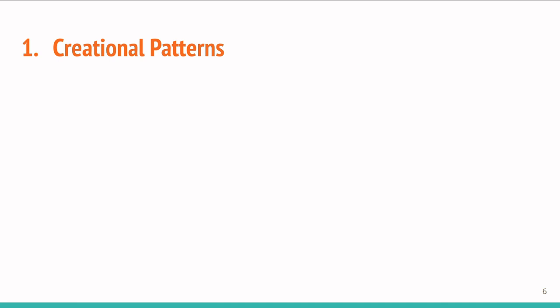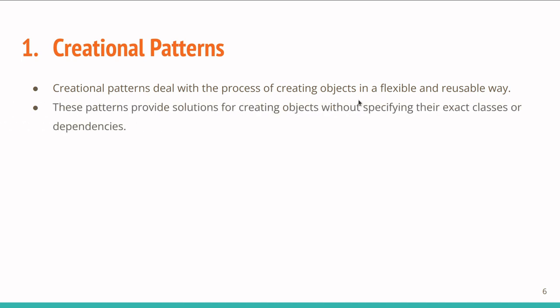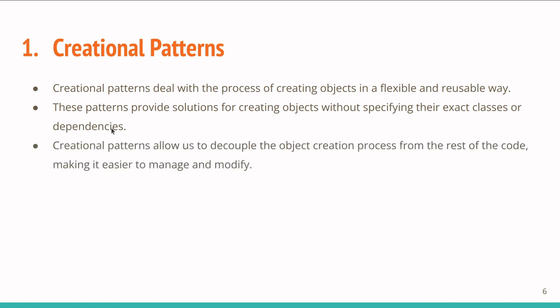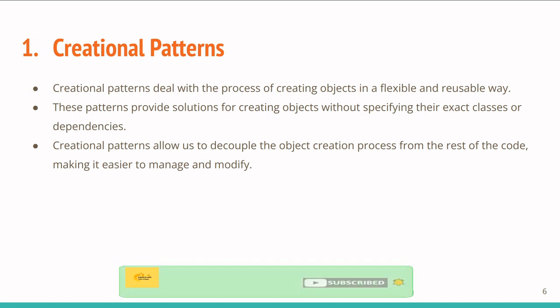And the first category is creational patterns. Creational patterns deal with the process of creating objects in a flexible and reusable way. This is important: reusable and flexible. Whatever patterns come under the creational category, their responsibility is to create objects in a flexible and reusable way. These patterns provide solutions for creating objects without specifying their exact classes or dependencies, right? Creational patterns allow us to decouple the object creation process from the rest of the code, making it easier to manage and modify.